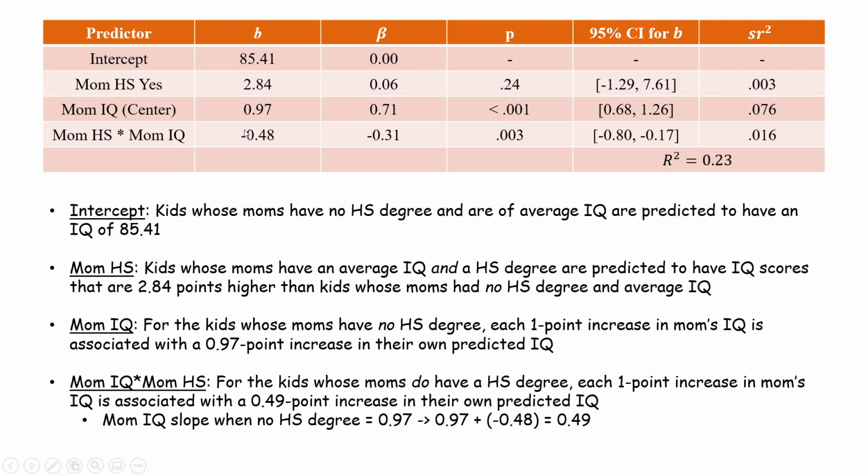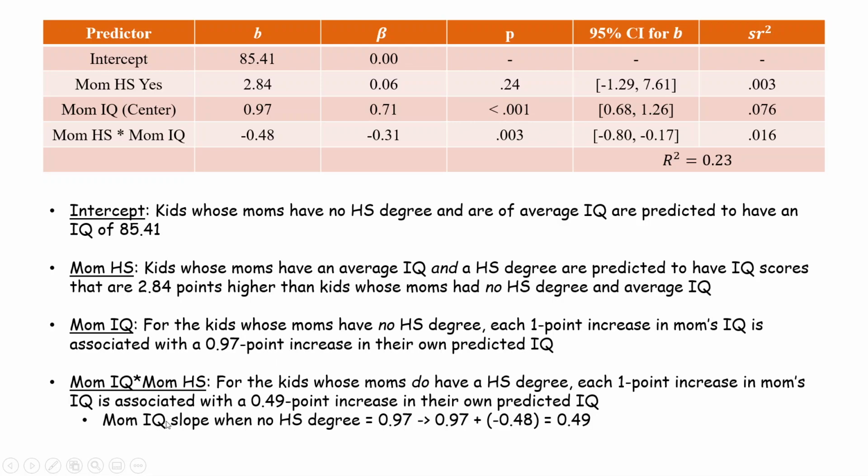And then this interaction term represents, for the kids whose moms do have a high school degree, each 1-point increase in mom's IQ is associated with a 0.49 point increase in their own predicted IQ. And where I got this from is we saw that the mom's IQ slope, when there is no high school degree, was 0.97. Again, that's right here, because that's the slope of mom's IQ when the categorical variable is set to 0. Well, when the categorical variable switches levels, that's our interaction. And so that slope for when the categorical variable was set to 0, which was 0.97, now decreases by negative 0.48.